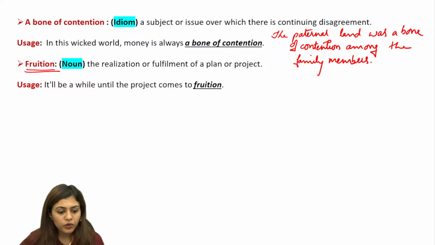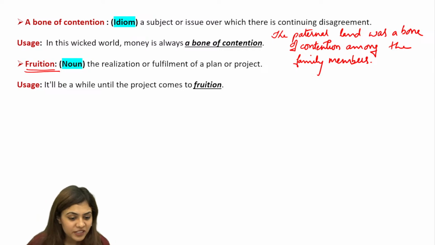Using mobile phone has been a serious bone of contention in many homes. Exactly, Drishti. Her propensity to always lie is a bone of contention among her family members. Exactly. You've used propensity and bone of contention wonderfully, Vaishnavi.